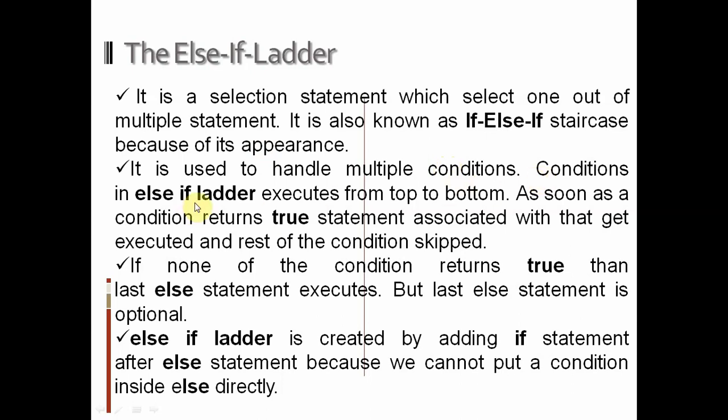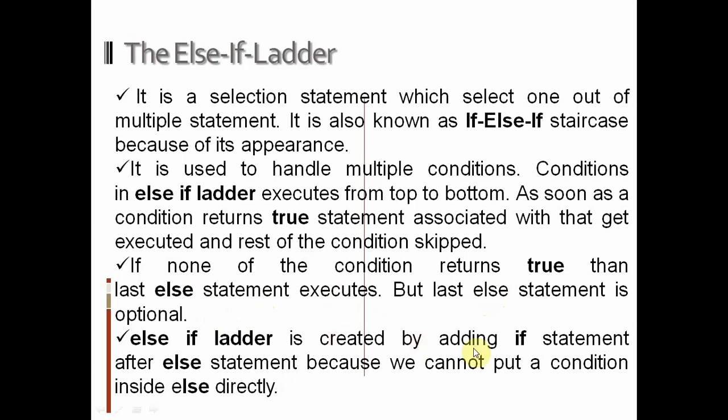Conditions in else if ladder execute from top to bottom. As soon as a condition returns true, the statement associated with that gets executed and the rest of the conditions are skipped. If none of the conditions returns true, then the last else part statement will execute. But one thing to keep in mind: the else statement is optional. It is not compulsory to add an else statement after every else if ladder. It is an optional statement.